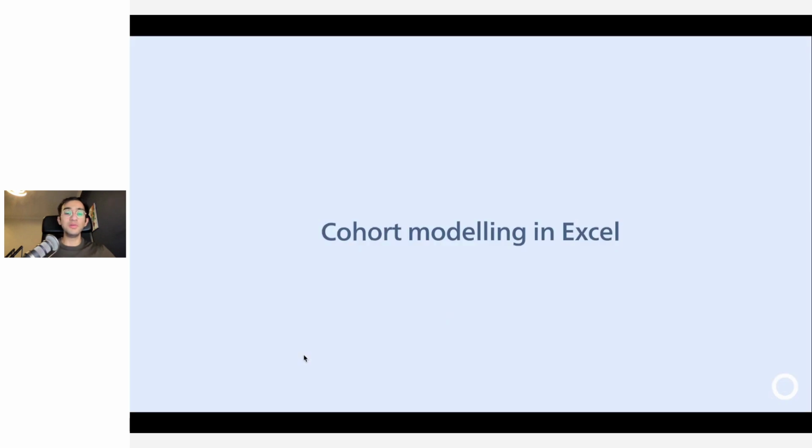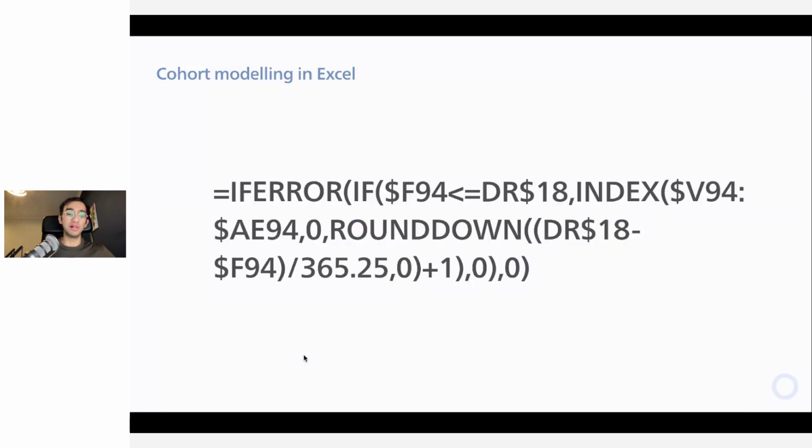Now, how would you do cohort modeling in Excel? The truth is that it's really hard to do cohort modeling in Excel. You're going to end up with lots and lots of really complex formulas. This is an example of probably one of the simpler formulas that you might see in a cohort model in Excel. You're going to have to do index matches or VLOOKUPs. You're going to have lots of duplication. You'll have a separate formula for every month for every cohort, and so that blows up really quickly.